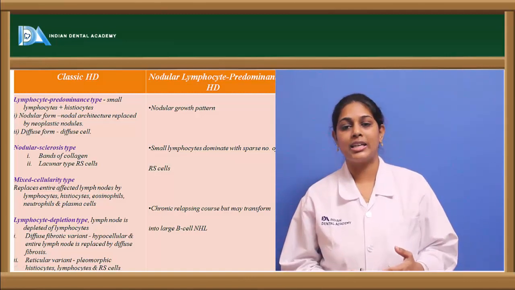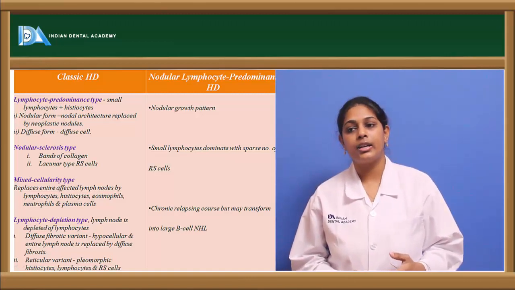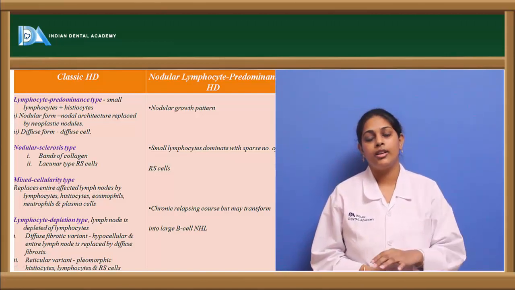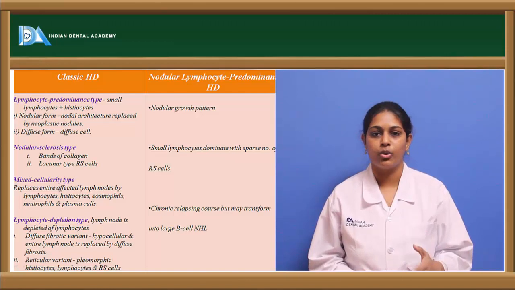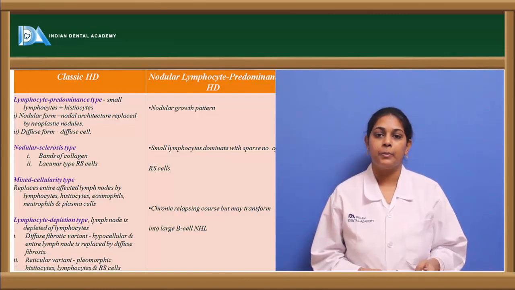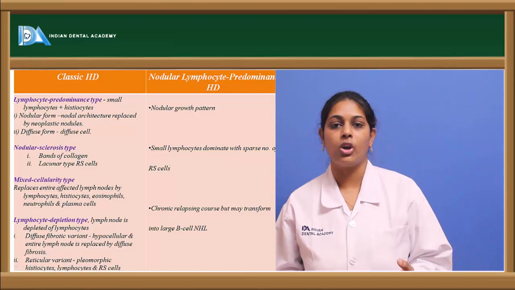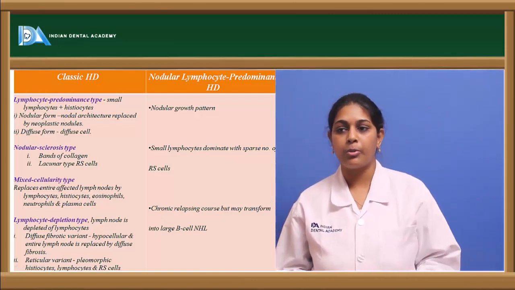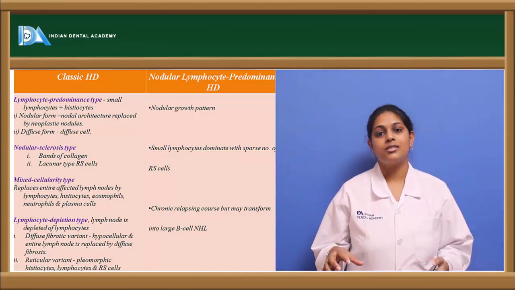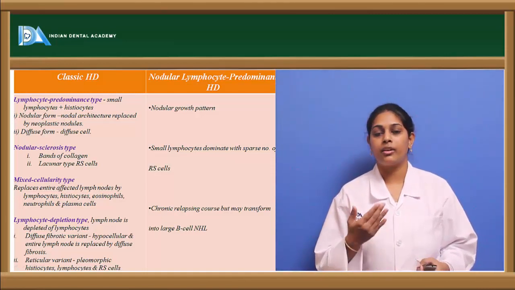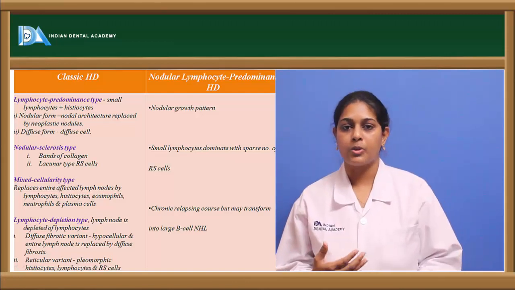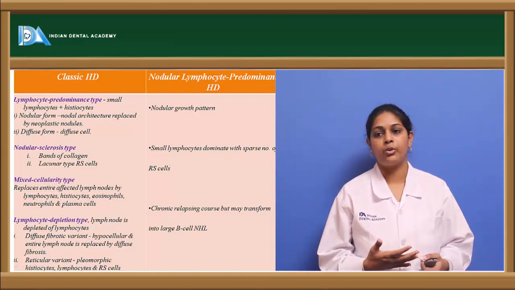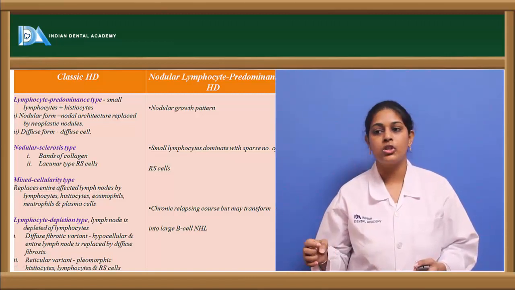Then coming to the lymphocyte depletion type, we see that the lymphocytes are completely depleted. That is, there is no presence of lymphocytes within this lymph node. So this is known as lymphocyte depletion type. In this type, we also see two variants. One is a diffuse fibrotic variant. In this variant, since it is depleted of lymphocytes, there are a reduced number of cells, so it is known as hypocellular. And then the entire lymph node is replaced by diffuse fibrosis. So it is known as a diffuse fibrotic variant.